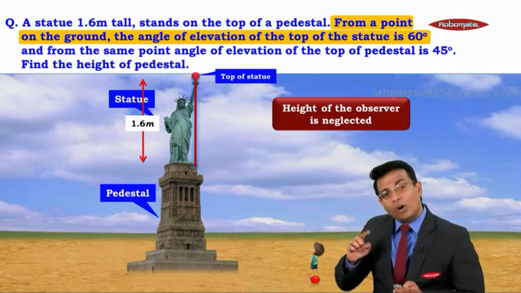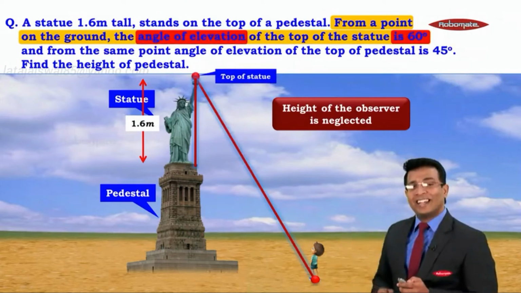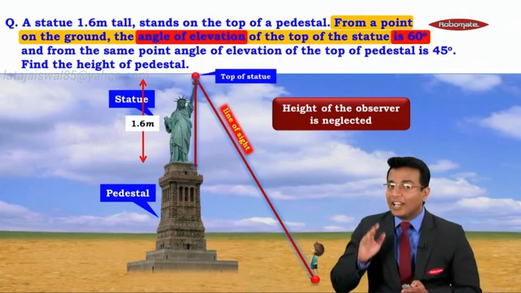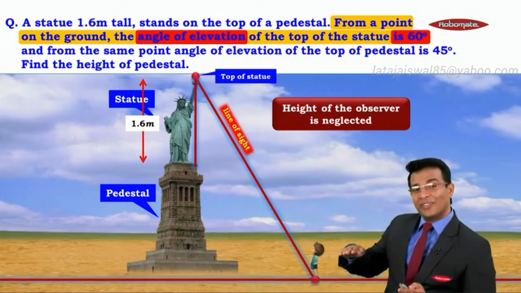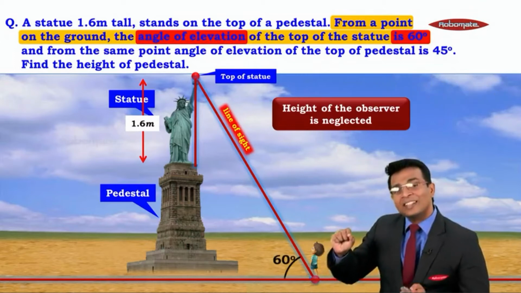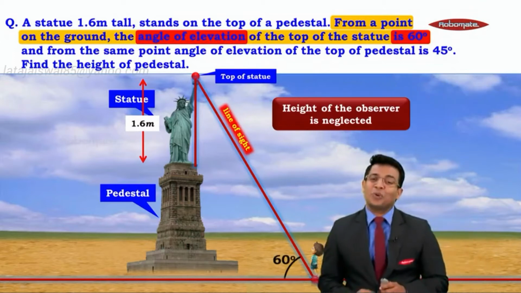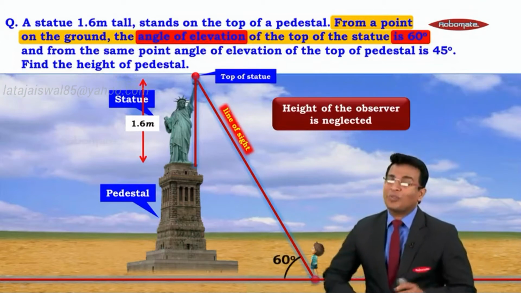And when he's seeing that, obviously there's a line of sight which is created, right? And that line of sight is making an angle with the horizontal line, which is nothing but the ground itself. And that angle of elevation is given as 60 degree. This is what you have. That is what you understood from the first one.